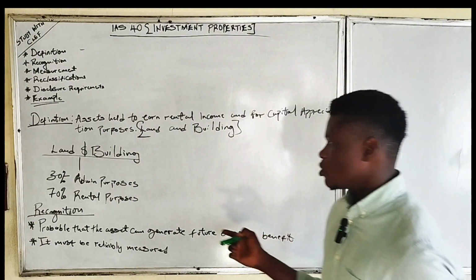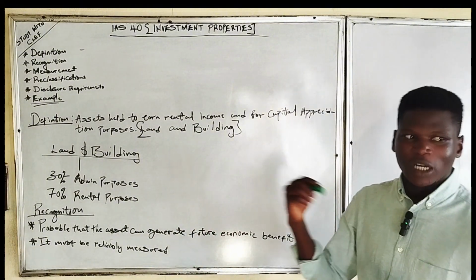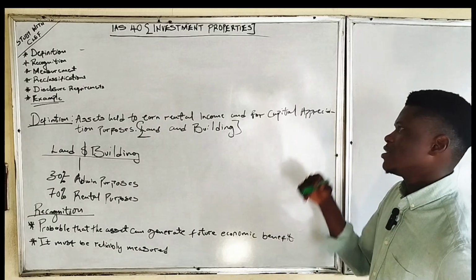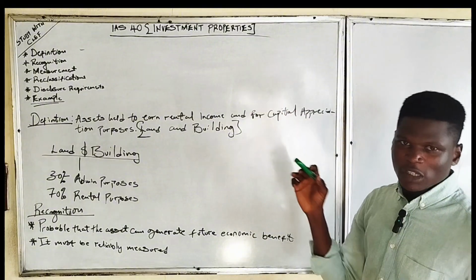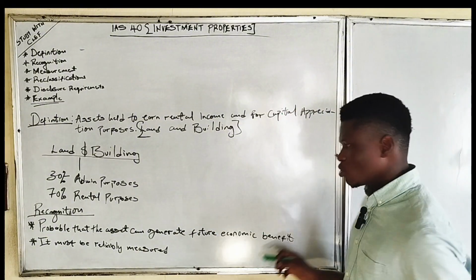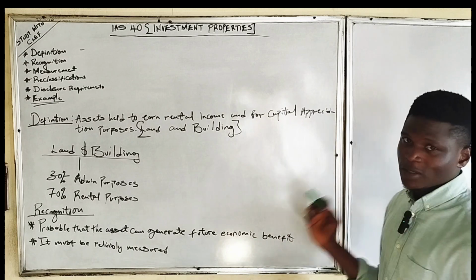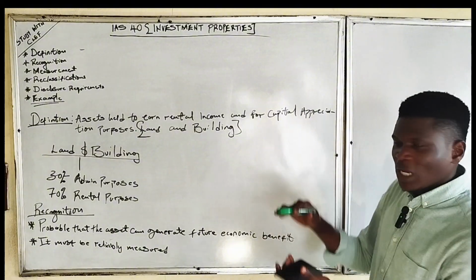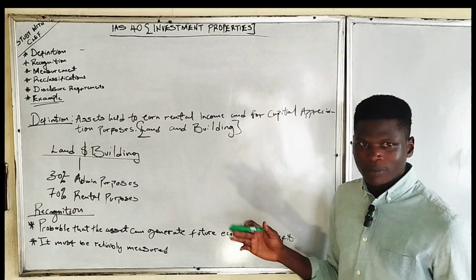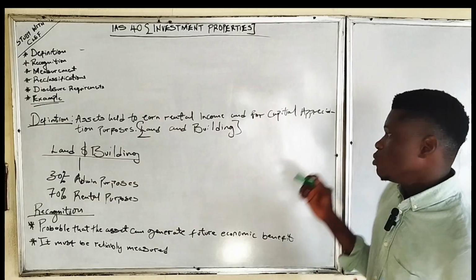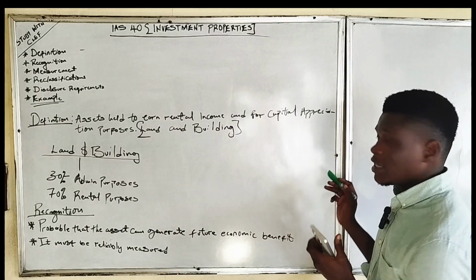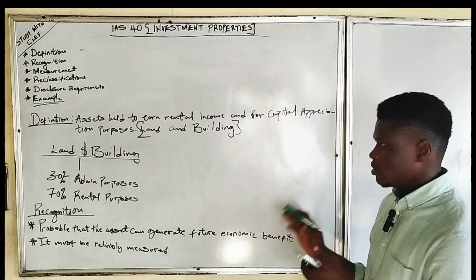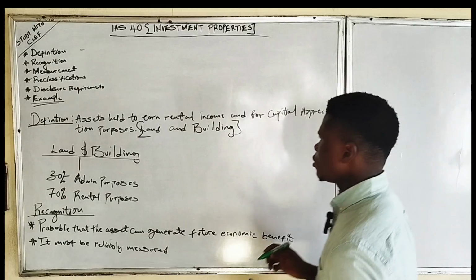Then secondly, it must be reliably measured. If I cannot place a value on a particular asset, then I should not classify it as an asset or as part of an investment property. These are also the two recognition criteria for IAS 16, which is property, plant, and equipment. Both of them are non-current assets, but now we're trying to differentiate types of non-current assets. We have many, which we talked about last class, and now we're talking about another this class. So that's the recognition criteria.